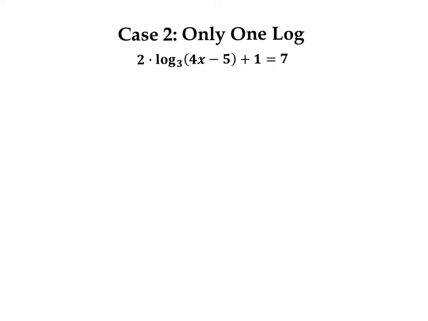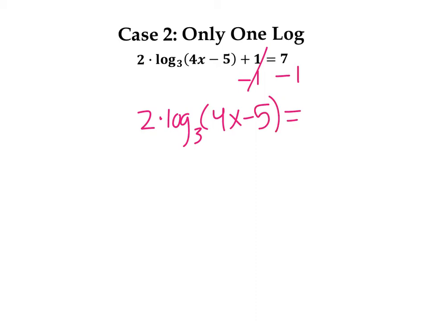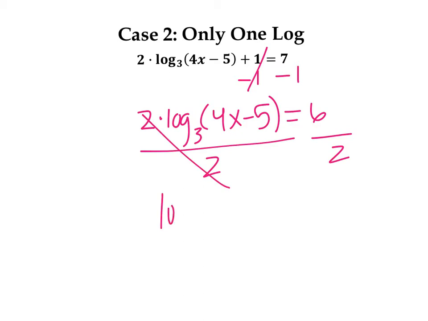So we start with addition and subtraction. I'm going to move this one over, and we're left with 2 times log base 3 of 4x minus 5 equals 6. To get rid of this 2 on the front, we're going to divide by 2 because we're multiplying. So you can divide the left and divide the right. You're left with log base 3 of 4x minus 5 equals 3.